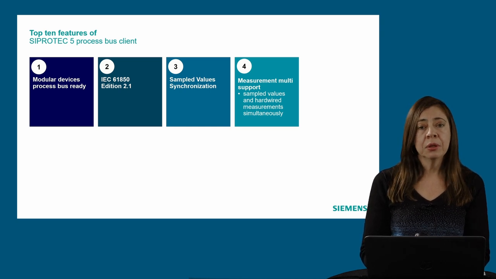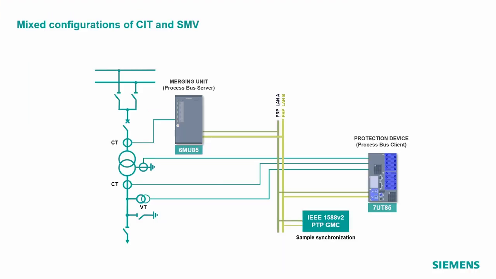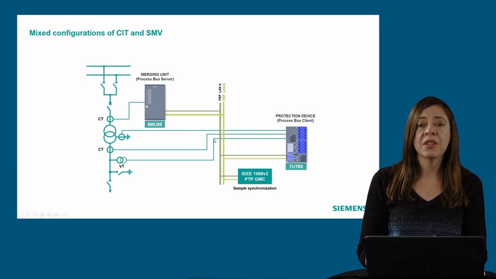Feature number 4, measurement multi-support. We can see this in this example where we have one transformer protection and one of the currents is being acquired using one merging unit, but the other one is directly wired. This type of application is really useful when the protection device is pretty close to one of the instrument transformers and the device is able to run all the different protection algorithms using these different types of measurements, the direct connection and also the sampled measured values.